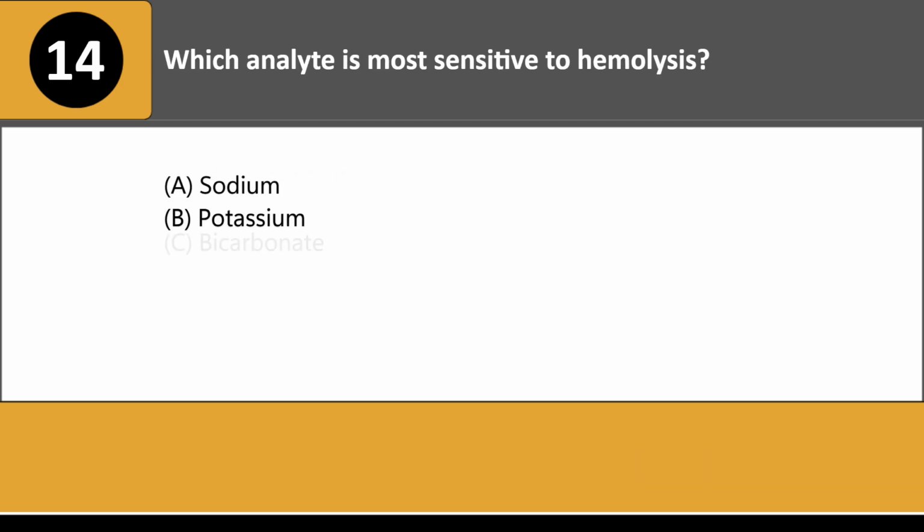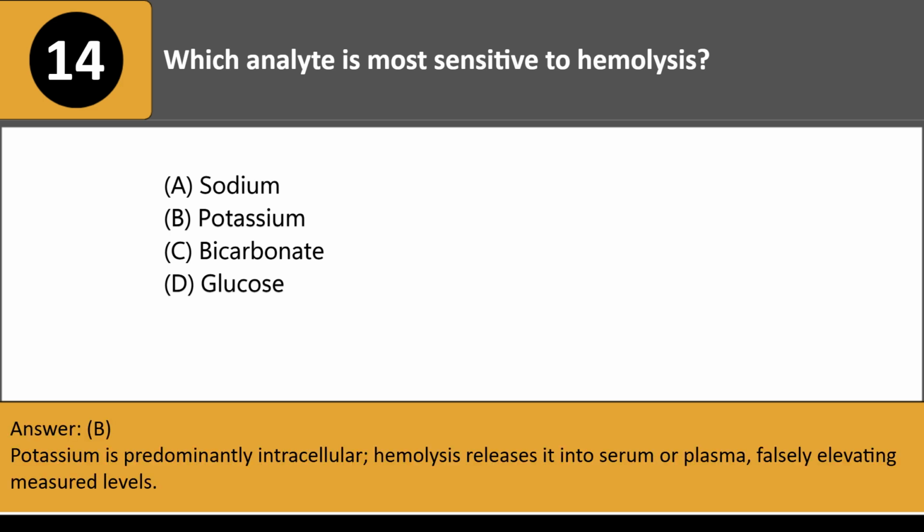Which analyte is most sensitive to hemolysis? A. Sodium. B. Potassium. C. Bicarbonate. D. Glucose. Answer: B. Potassium is predominantly intracellular. Hemolysis releases it into serum or plasma, falsely elevating measured levels.